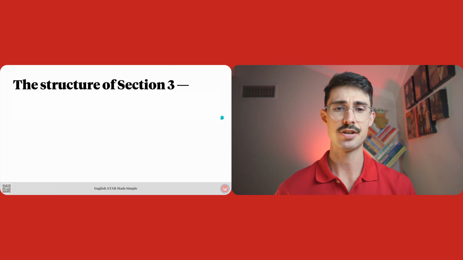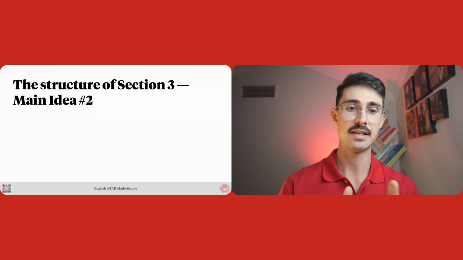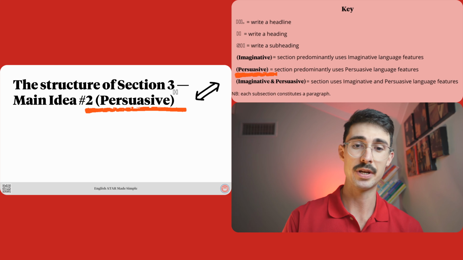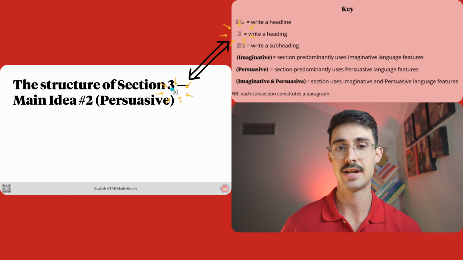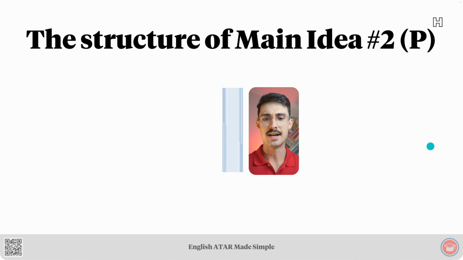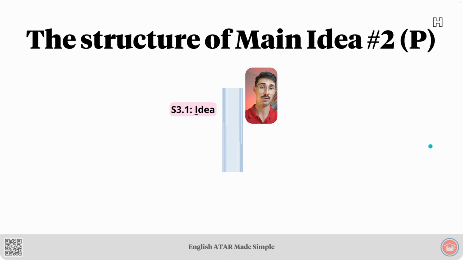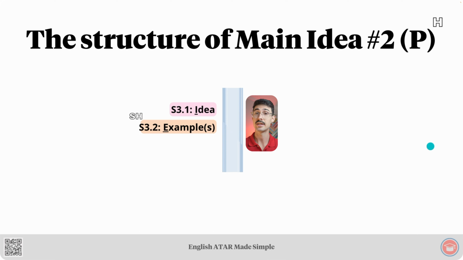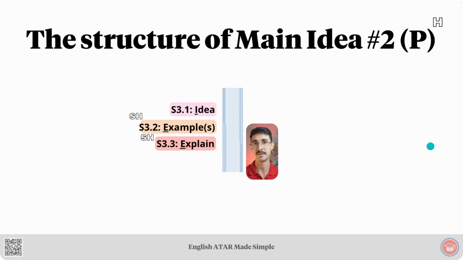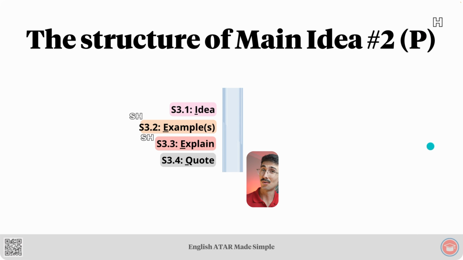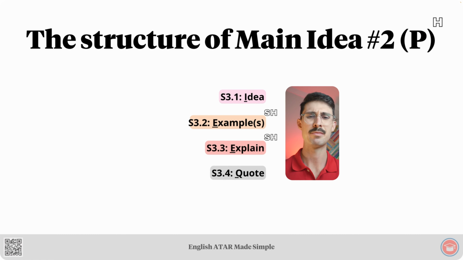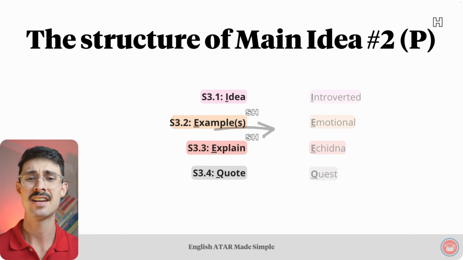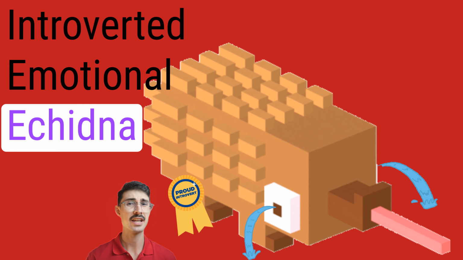Let's turn to section 3. Main idea number 2, the focus of which is persuasive language features, and don't forget, this section also has a heading. Here's the relevant part of the tube, and here are the subsections. Subsection 3.1, idea, 3.2, example, 3.3, explain. Subsection 3.4, quote. And these are our 4 subsections. We shall remember these 4 subsections as introverted, emotional, echidna, quest.